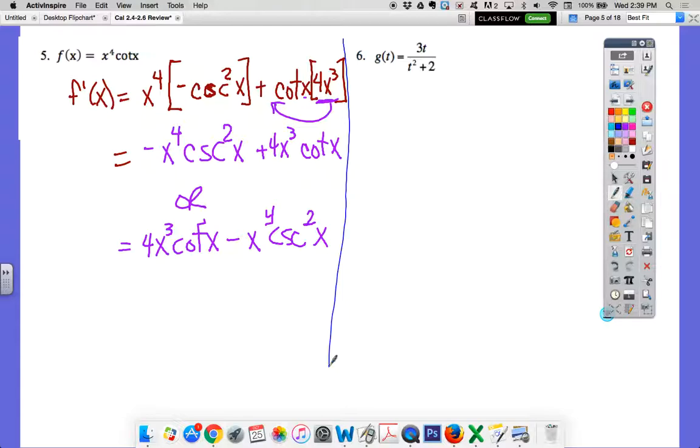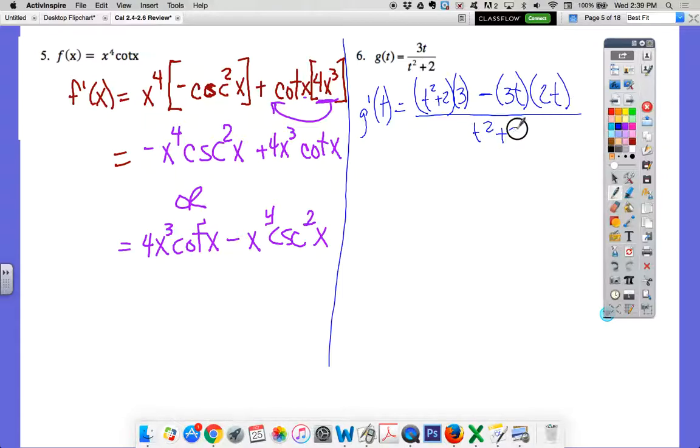Okay, when we apply the quotient rule, we have g prime of t is, I'm going to start with the denominator. And then we need the derivative of the numerator, which is 3, minus numerator times the derivative of the denominator, 2t. And then we're going to have the denominator squared. So you've got to wrap it up, do quantity squared.